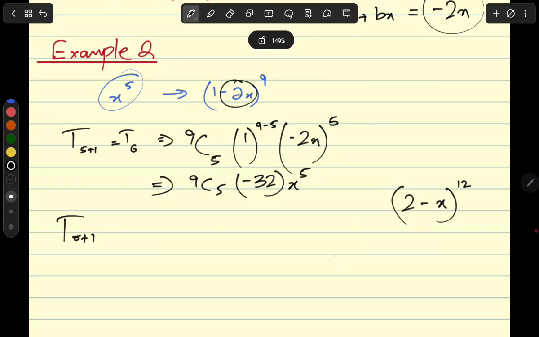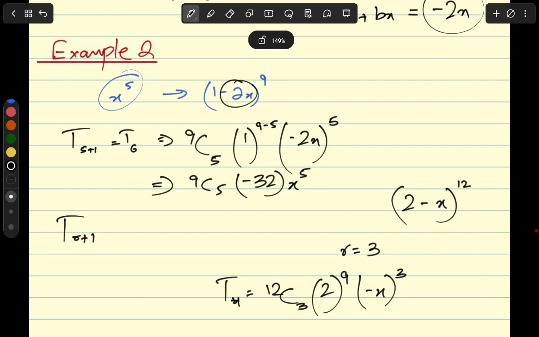So for the x cube term, r is going to be 3 and the term is going to be 3 plus 1, that is 4. So this is going to be 12c3, a to the power 12 minus 3, that is 9, and b to the power r is minus x, x to the power of 3. Okay, so that is how it is going to be. So that tiny mistake costs a surprising number of marks every year.